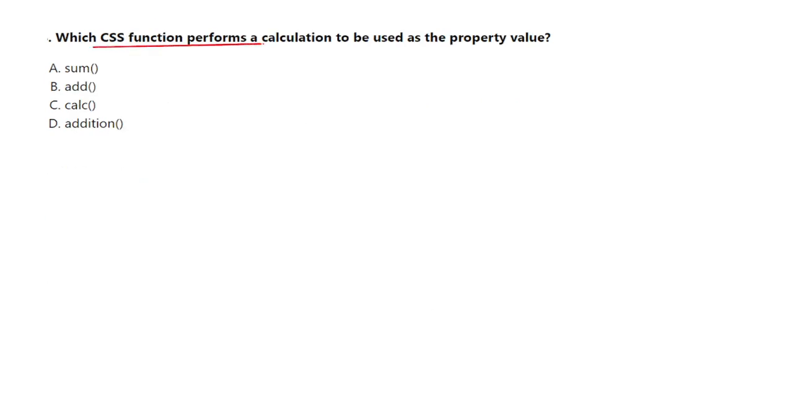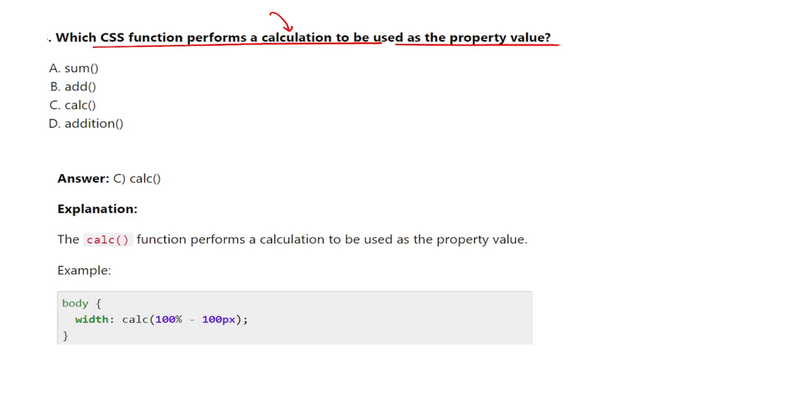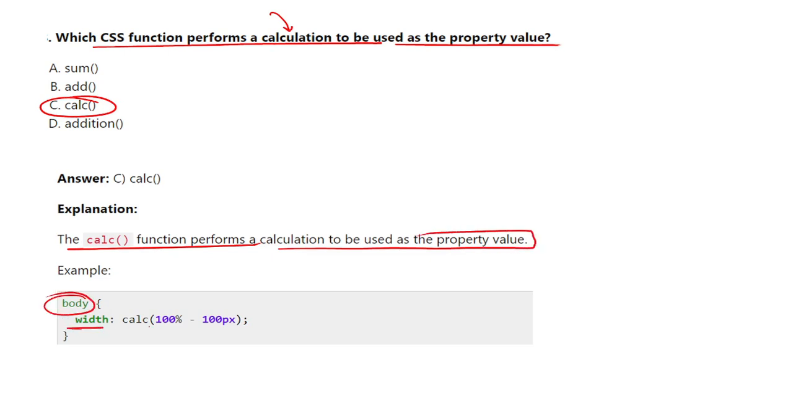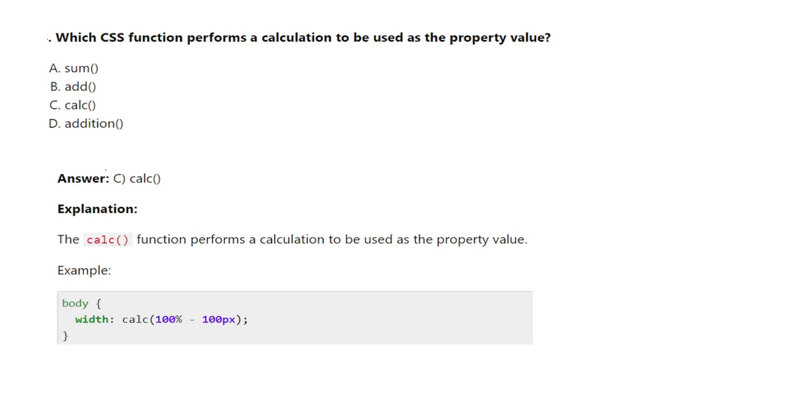Next is: which CSS function performs a calculation to be used as the property value? Whenever you want to perform any smaller or bigger calculation, you can use the calc function. The calc function performs a calculation to be used as the property value, and you can write it as body, width: calc(100% - 100px). This is the simple criteria. We have done everything practically in detail in the previous sections. If you forgot to watch those lectures, where we discussed every topic in detail with a practical approach, you can check the description box. I have already added the link there.